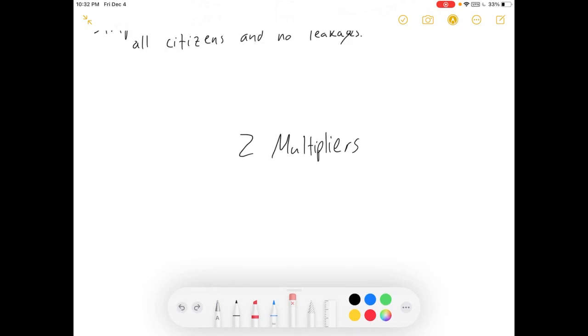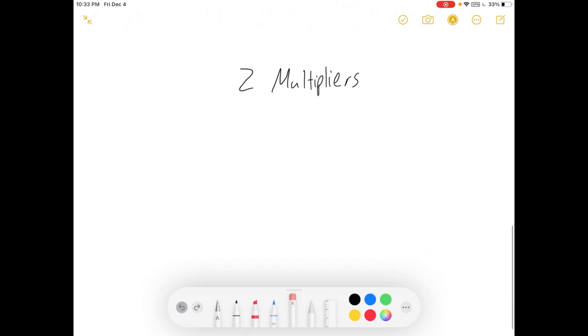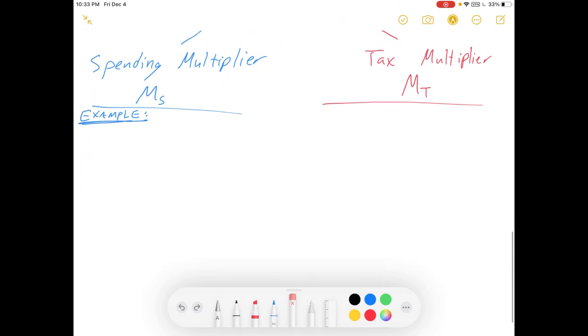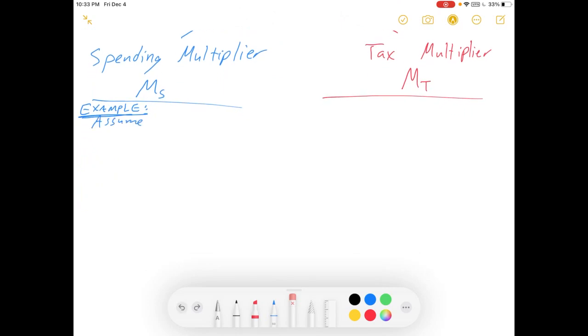So let's start by saying that there are two multipliers, one associated with each of our fiscal policy options. Our first multiplier is the spending multiplier, which we will call M with a subscript S. And there's another multiplier, which is our tax multiplier, which is M subscript T. So let's go through the spending one first. Let's go into some pretty good detail.